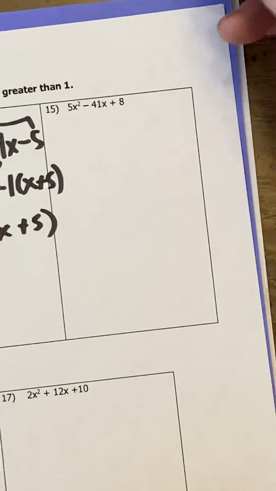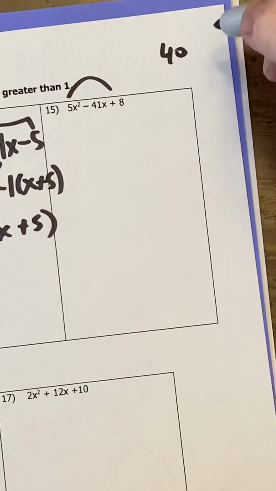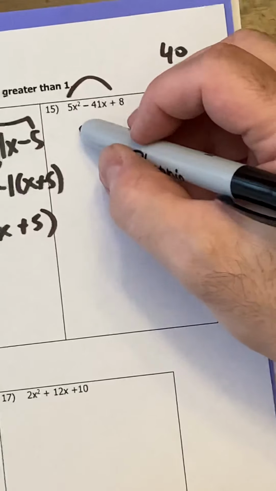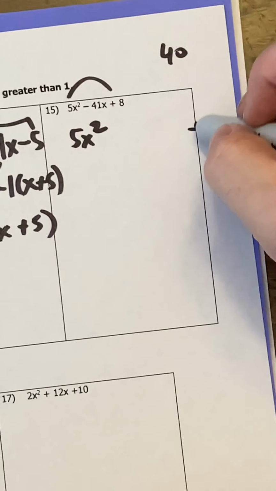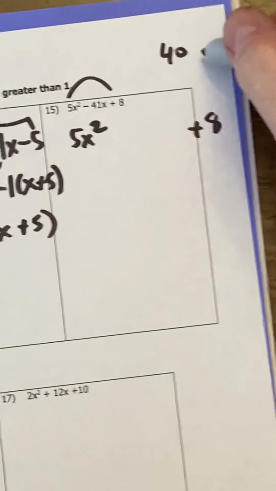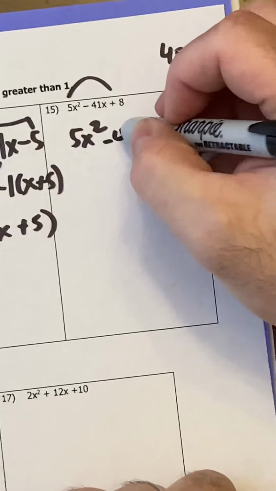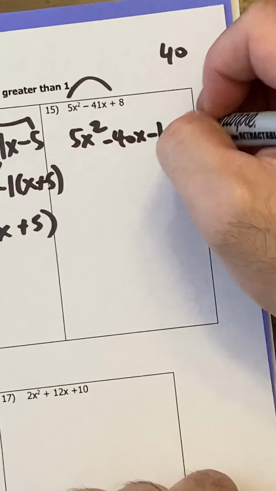I'm going to do it, but you can pause the video and try it. Multiply those numbers, you get 40. I'm going to rewrite this 5x squared, and I'll put a positive 8 out here. We're going to need the two terms in there. So we have to find two numbers that multiply to 40 and add up to negative 41. Well, what about negative 40x and minus 1x?